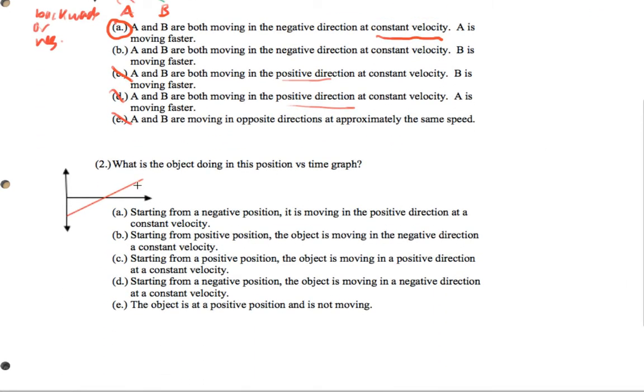Now, for number 2, again, this is a position versus time graph. Again, there is no acceleration because the graph isn't curved. So let's be clear. We are moving at constant velocity the whole time. And so we are definitely moving. We are not moving backwards. We're not starting from a positive position, so there's only one right answer left. We're starting in a negative position, and we're moving forwards, and we're doing so at a steady speed. So that's why choice A is correct.